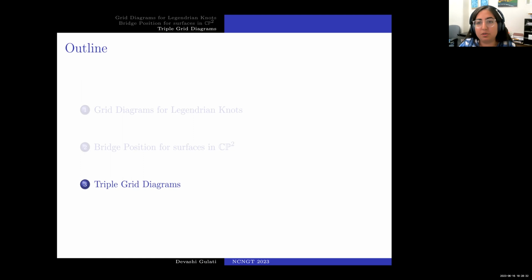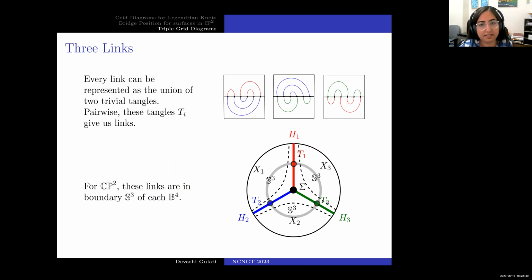In this section, I will talk about the motivation for defining triple grid diagrams and how the definition came about. Three links. Every link can be represented as a union of two trivial links. So, these pairwise tangles are actually giving us links. For CP2, these links are in the boundary S3 of each B4, as you can see in the schematic. These are the boundary S3 for each B4 sector.